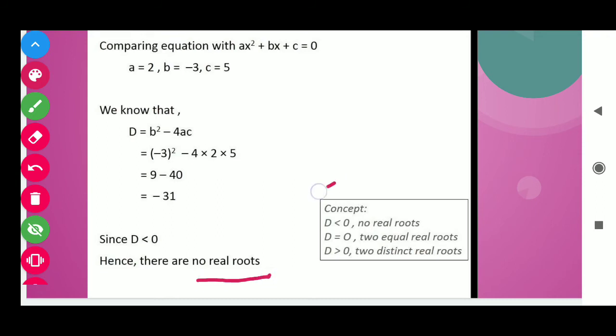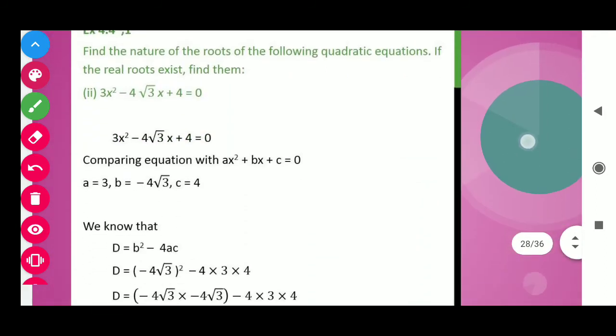Students, this is the concept you have to remember. If discriminant less than 0, then no real roots. That means roots are imaginary. If D is 0, then roots are equal and real. If D is greater than 0, then roots are real and different. Not equal, distinct. सभी का मतलब एक है. Okay? So students, go to the next part. Here we have second part.